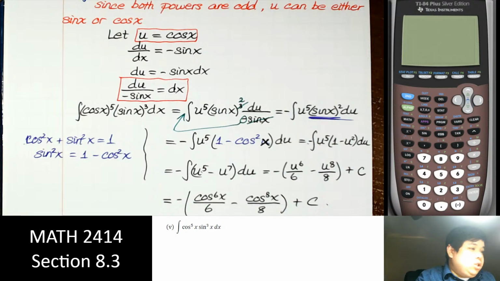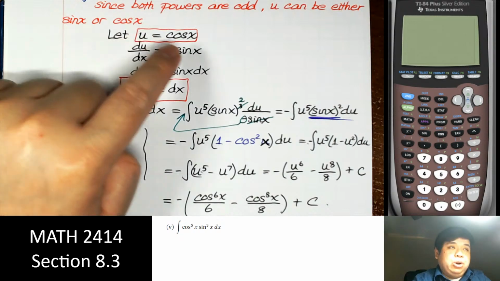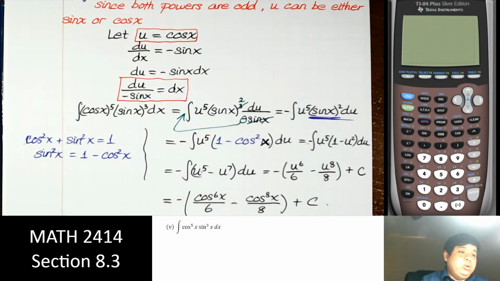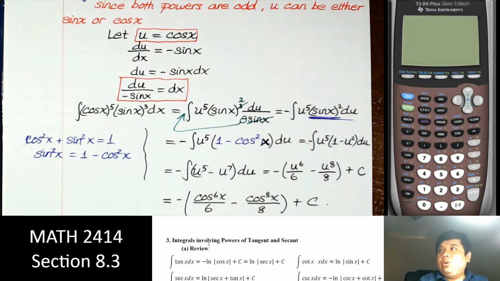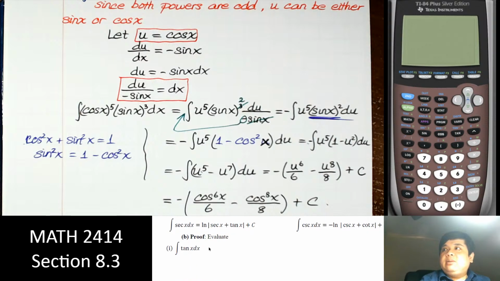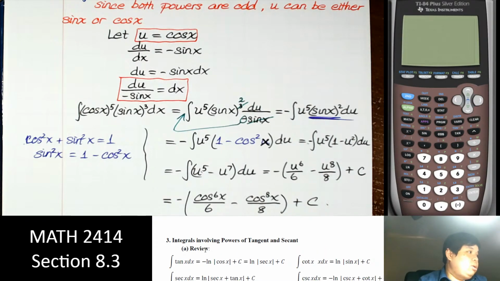Right. So since both powers are odd, we can use either one of them. I just happen to use u equal to cosine of x. If you want to, you can let u equal to sine of x. So that is the integral when we have sine and cosine. Next, when we have the integrals that involve tangent and secant.